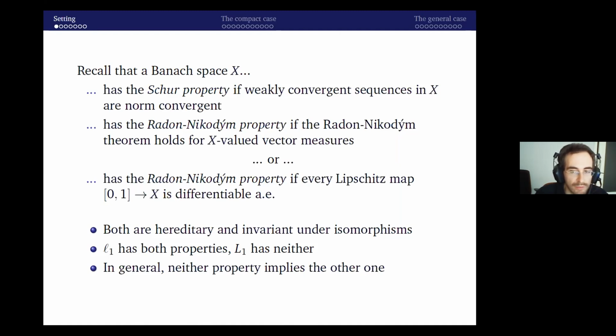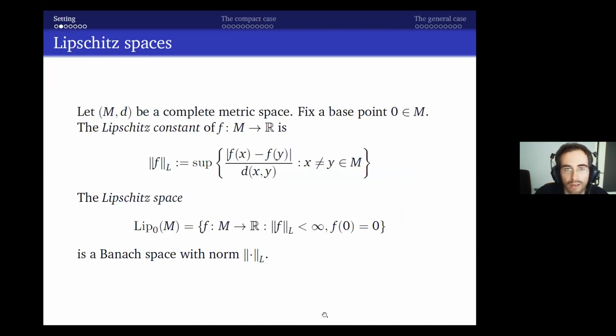Lipschitz-free spaces have already appeared in this webinar many times, but since it's the first time this year, I will get to introduce them yet again. So here we go. Our setting will be dealing with complete metric spaces M with metric d, where we fix some base point, which we call 0, and it doesn't really matter which point we choose. Then we will be considering real valued functions f on M, where the Lipschitz constant is defined as usual. It's just the supremum of these incremental quotients here.